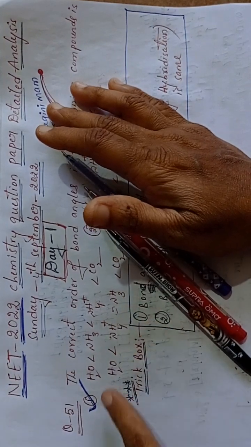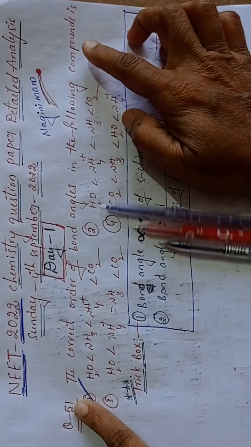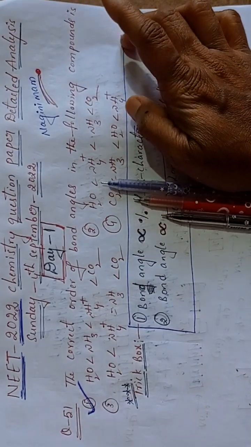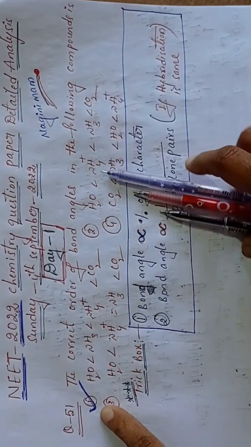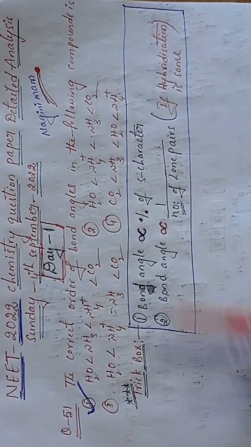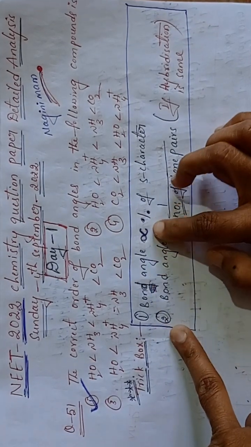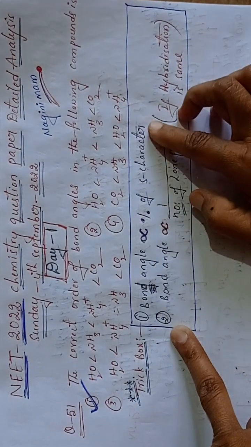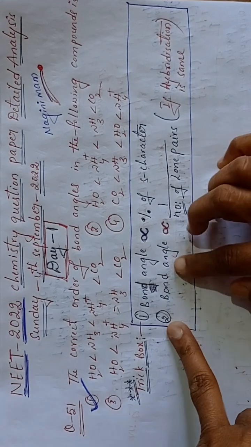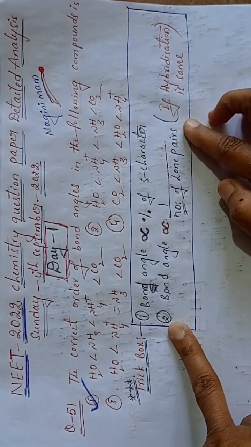Day 1 class. Question number 51: The correct order of bond angles in the following compounds is... Four options are given. Which is the correct answer? Here is a trick. Bond angle is directly proportional to the percentage of s character, and second, bond angle is directly proportional to 1 by the number of lone pairs.